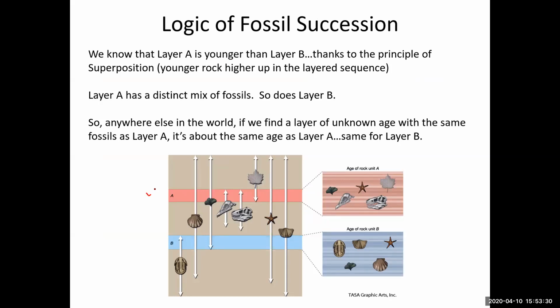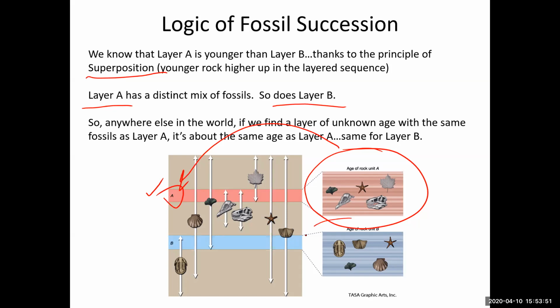We know that layer A is younger than layer B, thanks to superposition. And we also know that layer A has a distinct mix of fossils. So does layer B, for that matter. So again, anywhere in the world where we find a rock unit with these fossils in it, we know that that rock unit is the same age as layer A, and similar for the fossil content of layer B.